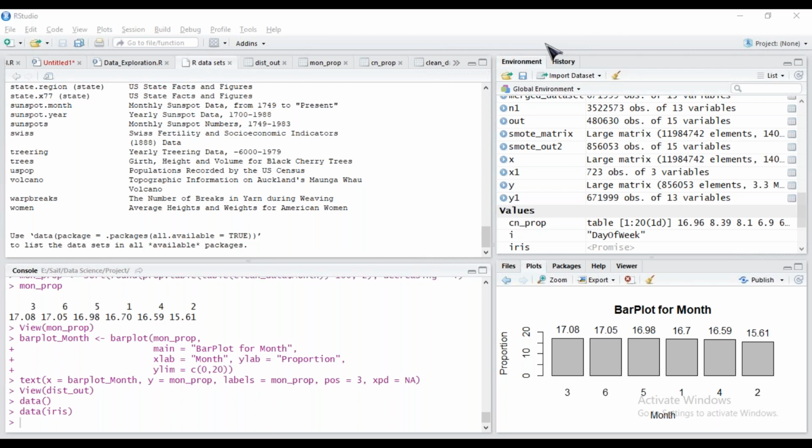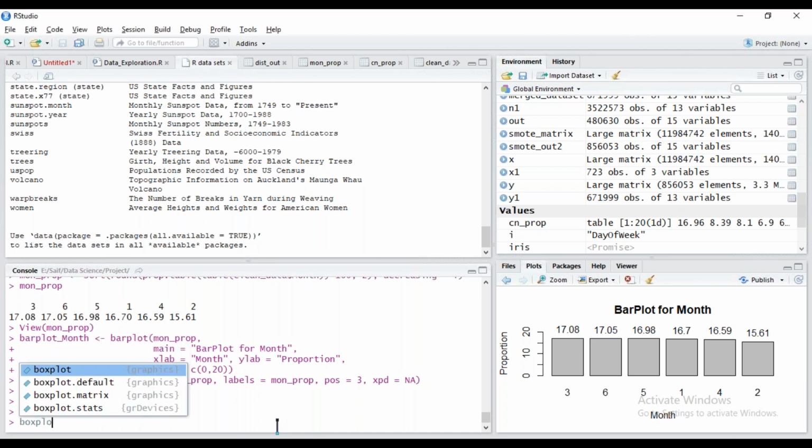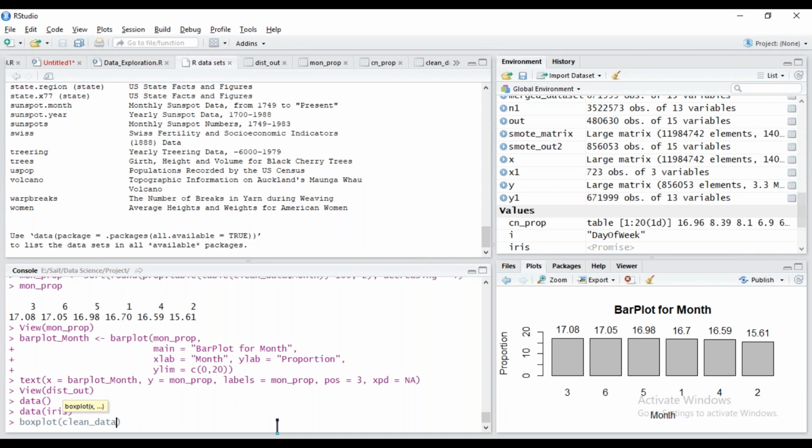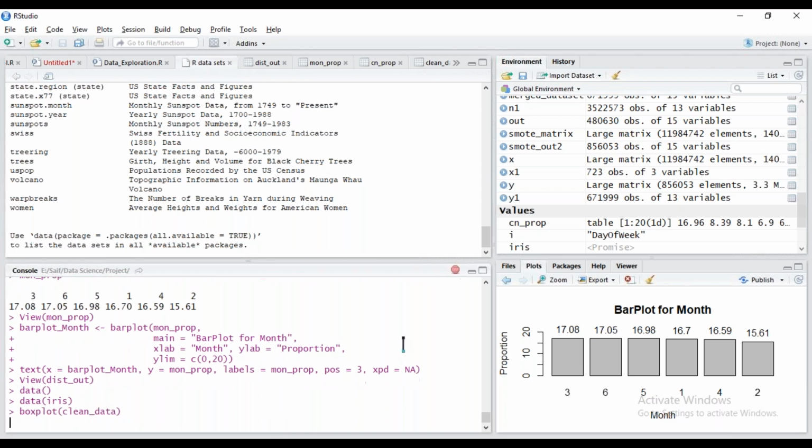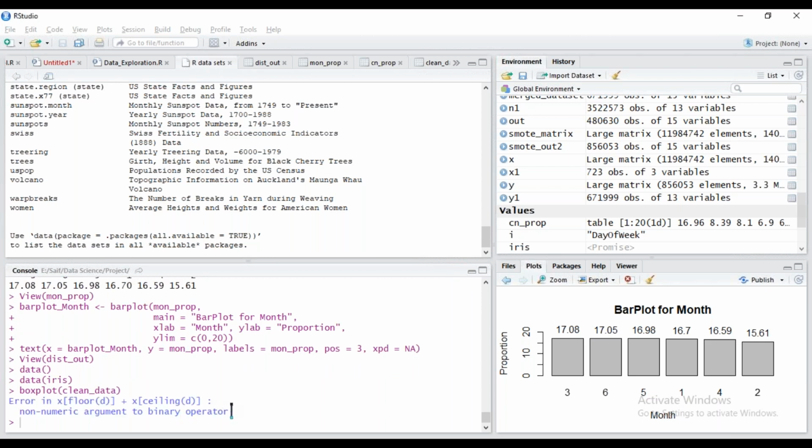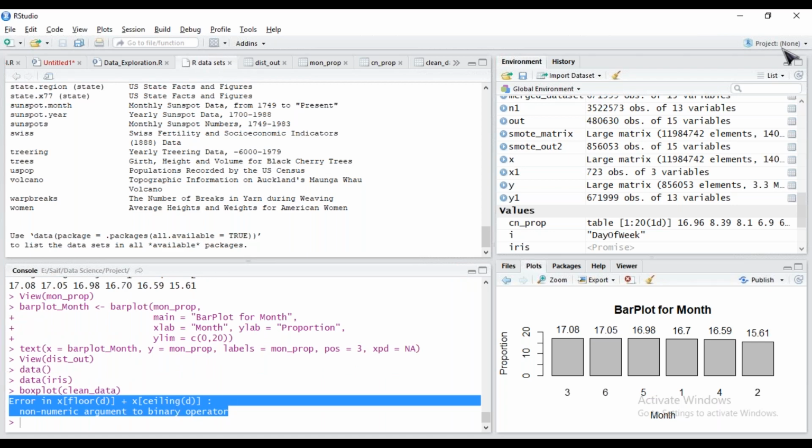So anything else, friends, regarding your EDA? I haven't tried that. Let me see. Box plot of your data set. What was the name? Clean underscore data, right? Did you happen to try? Because this is a huge data set. Maybe it takes time. Wait. Yeah, you need to scale it. So let me stop that. You need a binary operator, right? So there are categorical variables as well. So I need to remove them and probably try again.